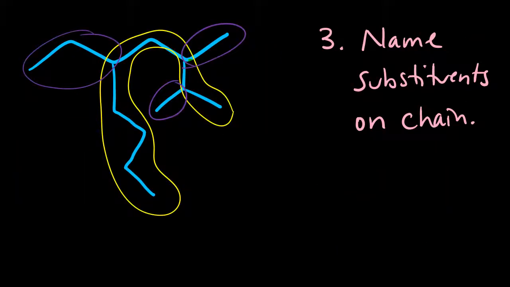So our parent chain is circled in yellow, and what we are calling substituents are circled in purple. And now we need to give a name to each of these substituents. So the 1 carbon substituent is just going to be methyl. We have another methyl here also. And then here the 2 carbon substituent is going to get the name ethyl.